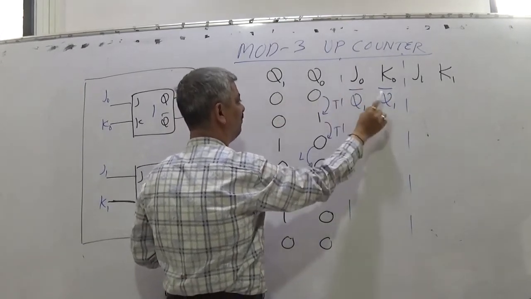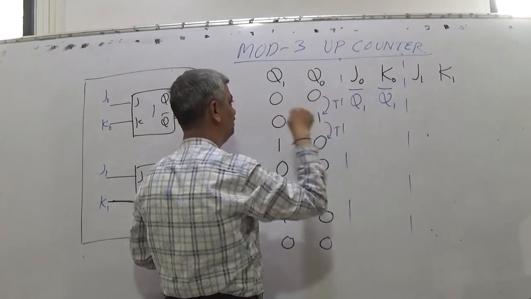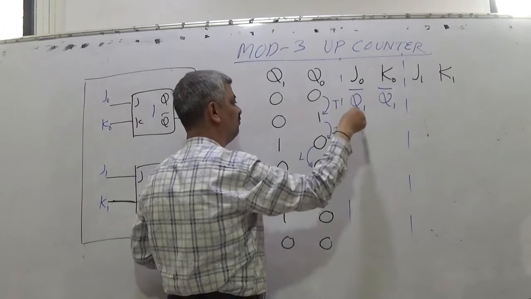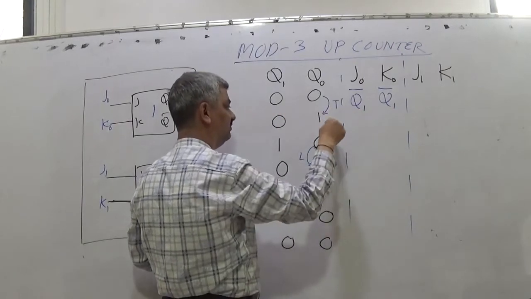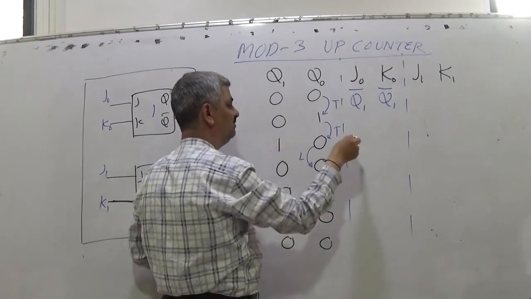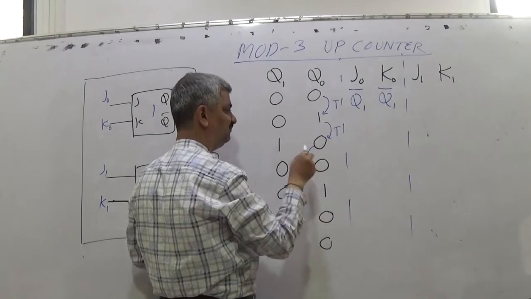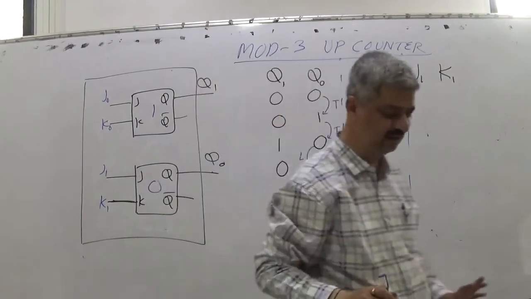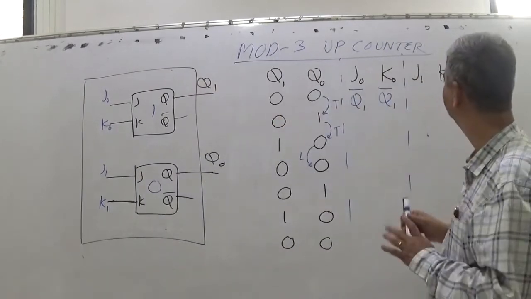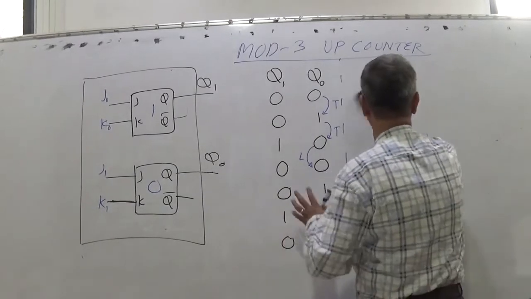So when this is 1, 1, when clock comes, Q0 will toggle to 1. Q1 is still 0, so this will be 1, 1, clock will toggle. Now Q1 is 1, so when Q1 is 1, this will be 0, 0, when next clock comes, it will maintain last state.